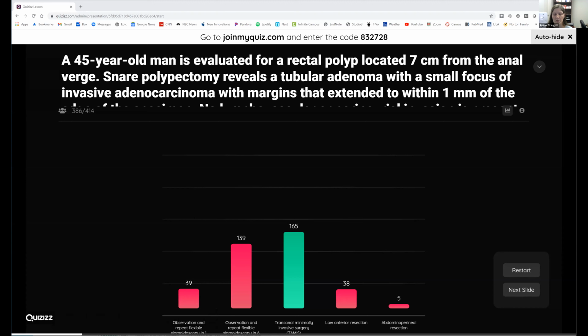At 7 centimeters from the anal verge, it may also be a little bit challenging to do that as a traditional transanal excision, which was not a choice listed here. But that's why TAMIS is the best answer.